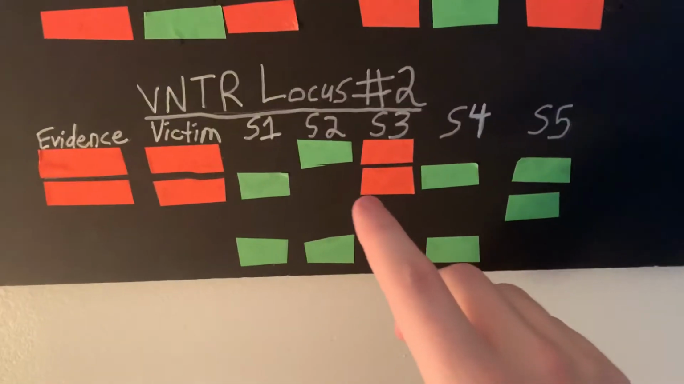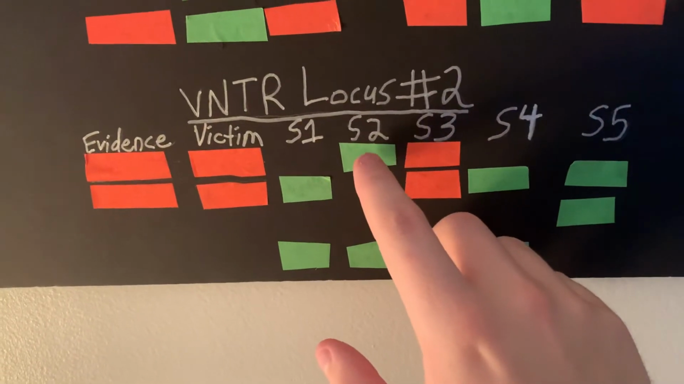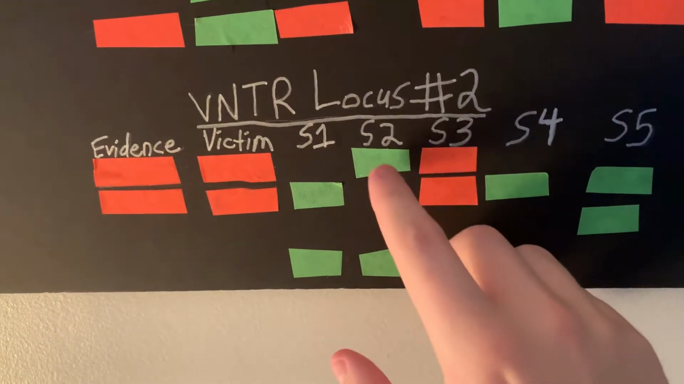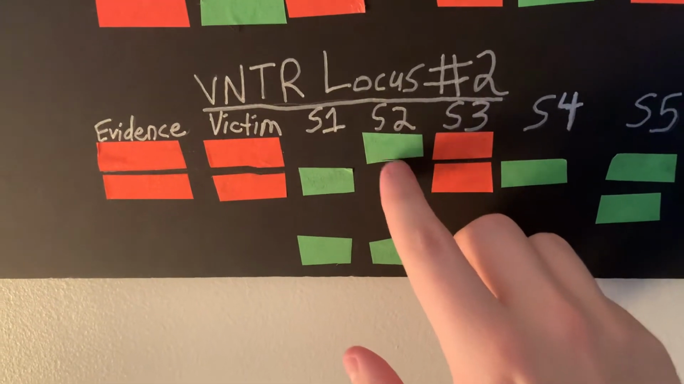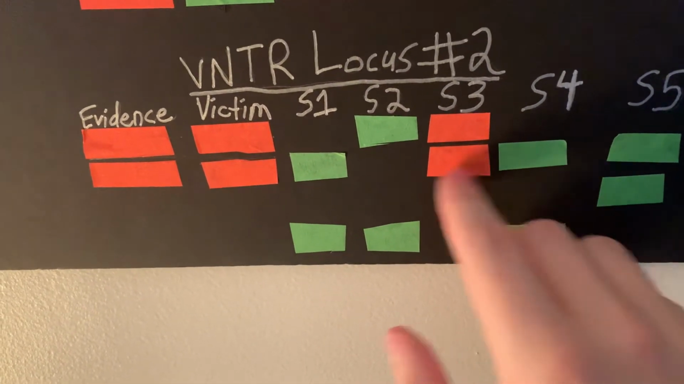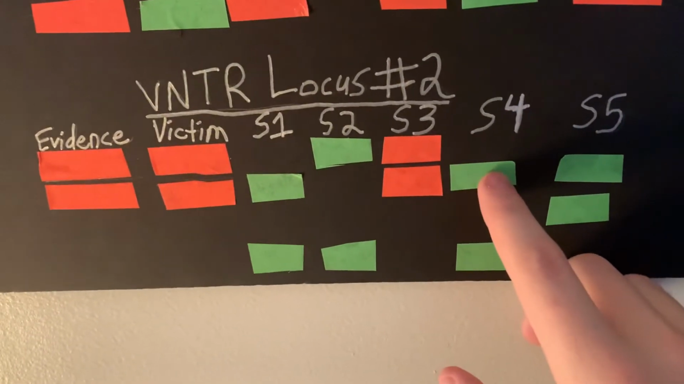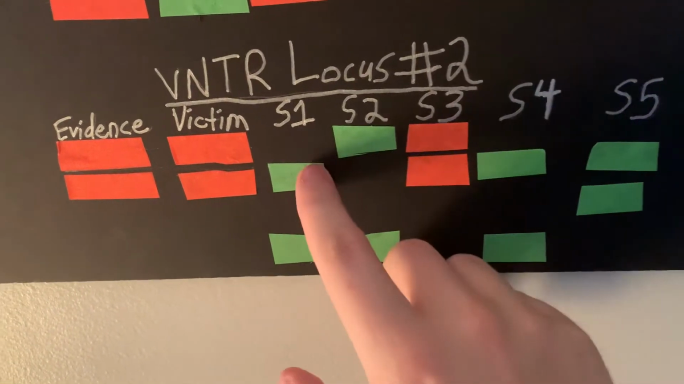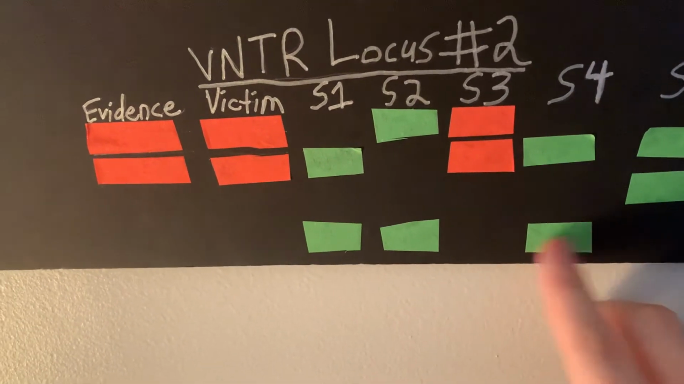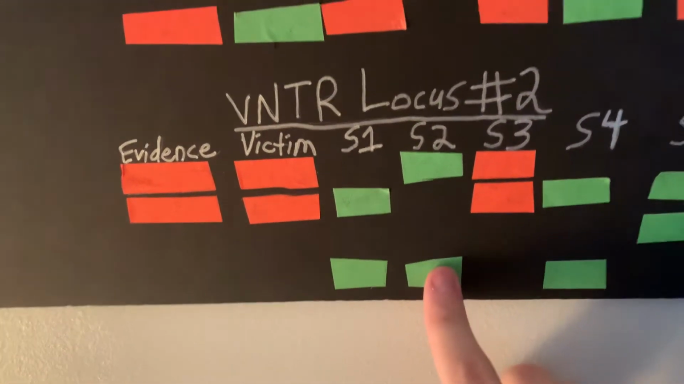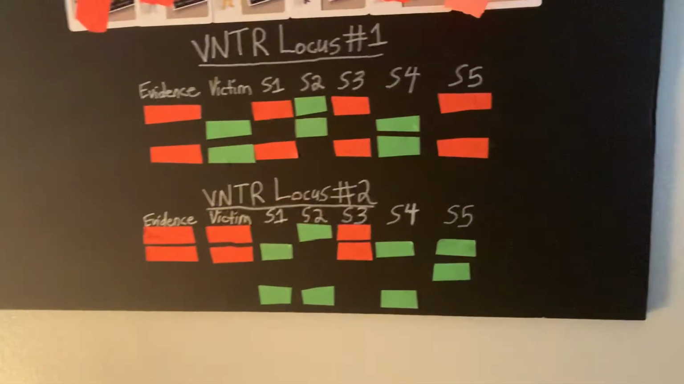It is also consistent in locus 2, in that Professor Plum gets this allele from Colonel Mustard, and Professor Plum also gets this allele from Miss White. And Mrs. Peacock gets this allele from Mrs. White, and she gets this allele from S2, which is Colonel Mustard. So that is also consistent too.